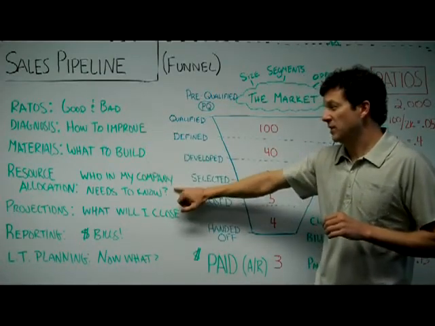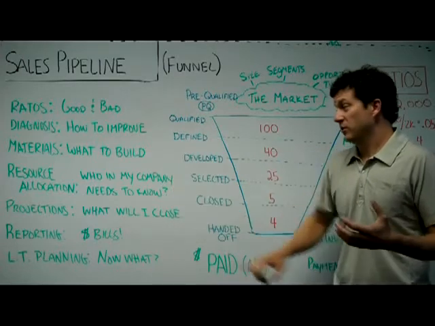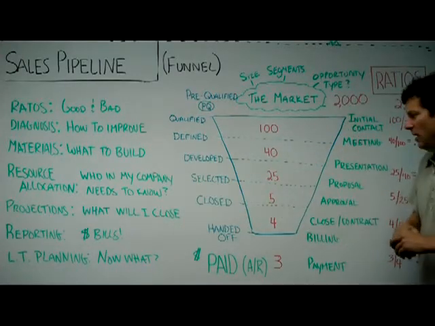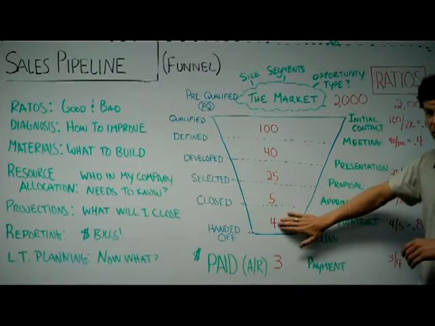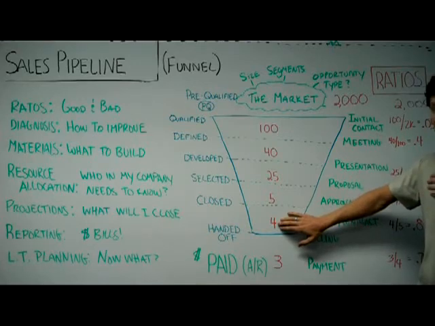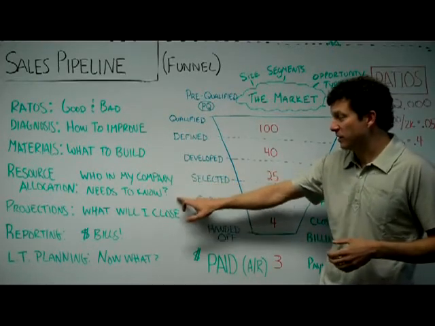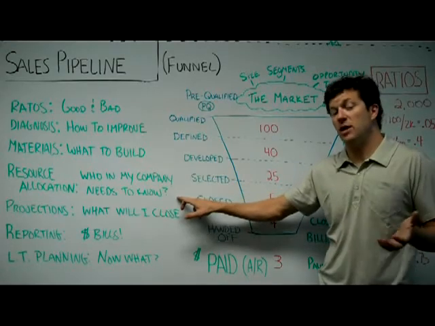And then what else does it allow me to do? Allocate resources. Once I know that, who in my company needs to know about this stuff? Maybe my production person needs to know that I'm about to close 4 deals because they're going to have to produce the product, or my shipping, or my warehouse. I can show this pipeline to various people in my company and make their jobs easier.